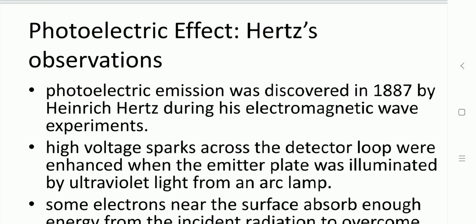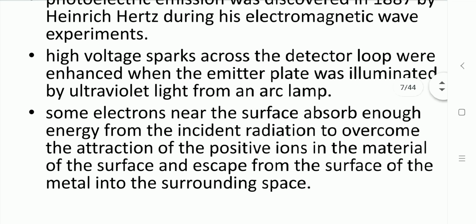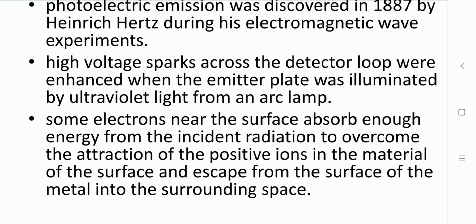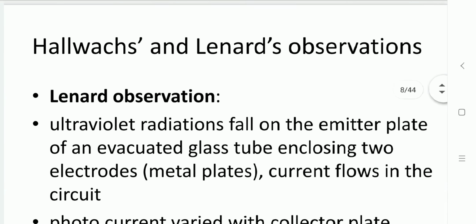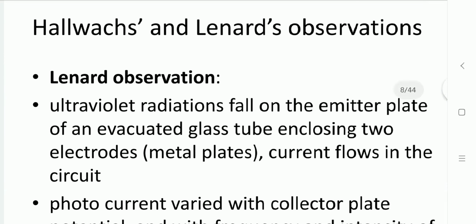So here these electrons are absorbed and coming out. Based on this experiment, two other scientists made similar observations. Leonard observed for ultraviolet radiation, allowed to fall on an emitter plate in a glass tube, that current flows. If UV light is not falling on it, then current won't flow. While the ultraviolet light is falling on it, electrons are generated from the emitter plate and evacuated towards the glass tube, and current will flow.